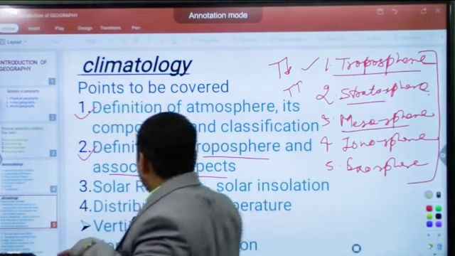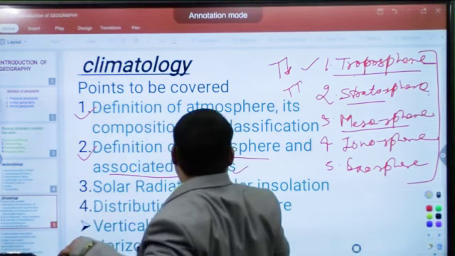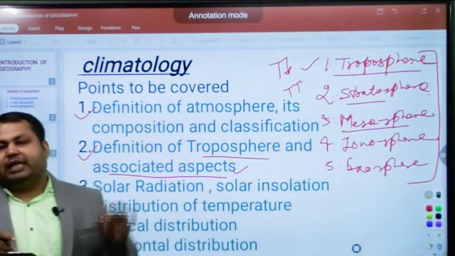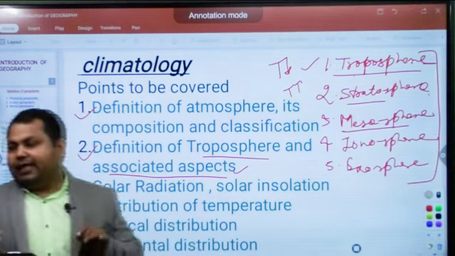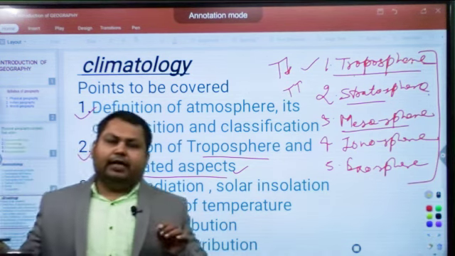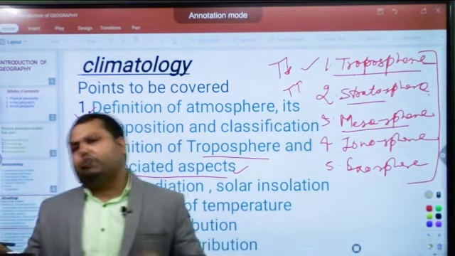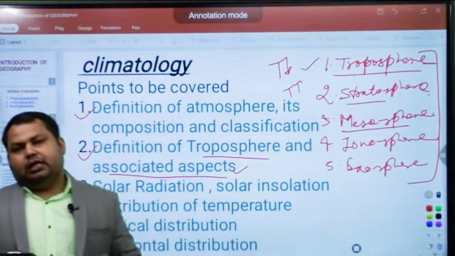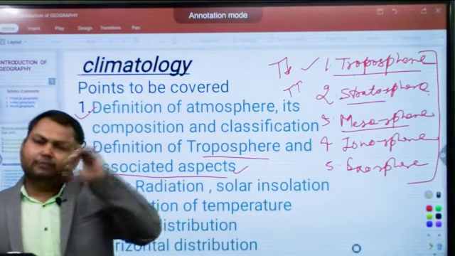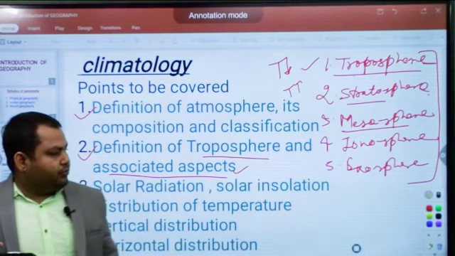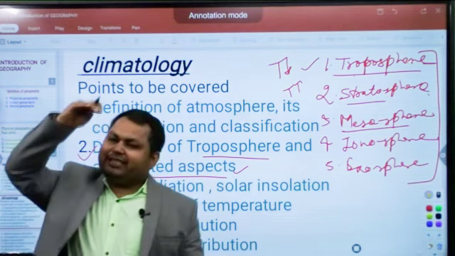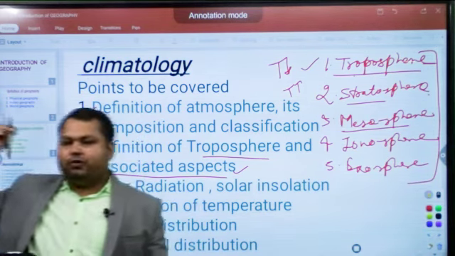Definition of troposphere and associated aspects. What is the definition of troposphere? Troposphere is the lowest layer of the atmosphere, extending on average up to 12 kilometer altitude, around 16 kilometer along the equator and 8 kilometer above the poles. The altitude of the troposphere decreases continuously from equator towards pole.